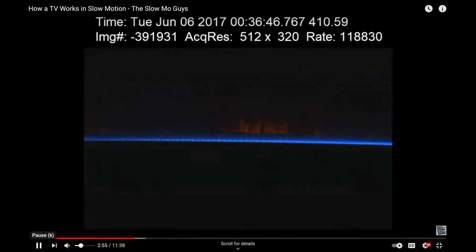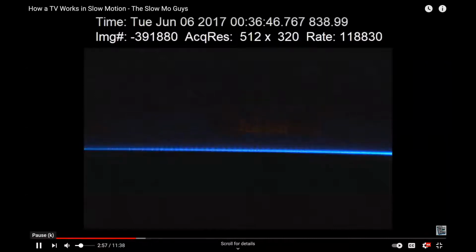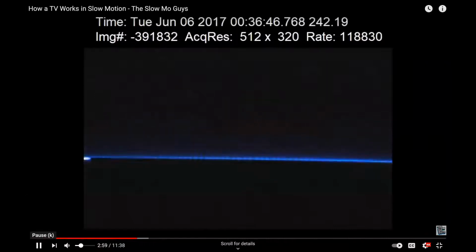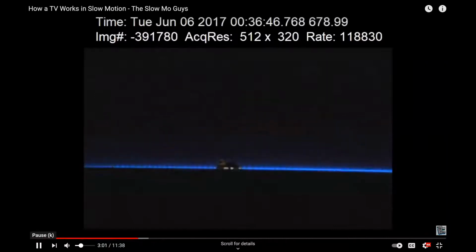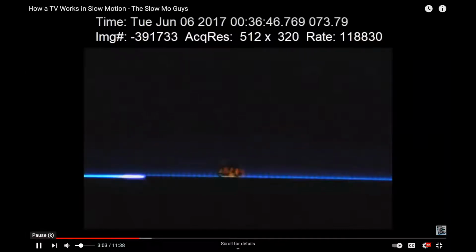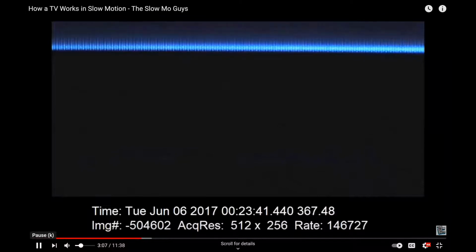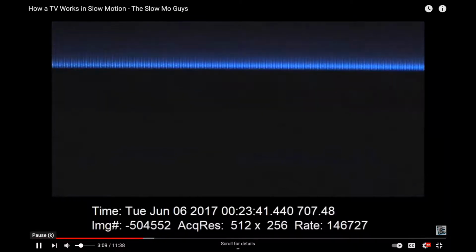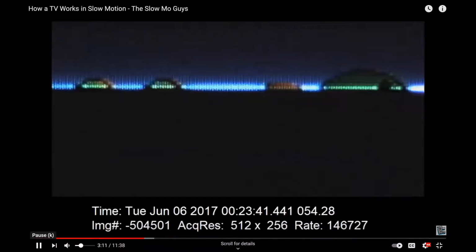At 100 frames a second, we're now seeing glimpses of that, but we do need to go even slower. This is now 118,000 frames a second. I'm going to put the stats up for you here, so you can see the actual amount of time it took. And you can see now that the line is being drawn from left to right on the screen. Now at 146,000 frames a second. To gain perspective on just how slow this actually is, you can see the exact time I shot this.